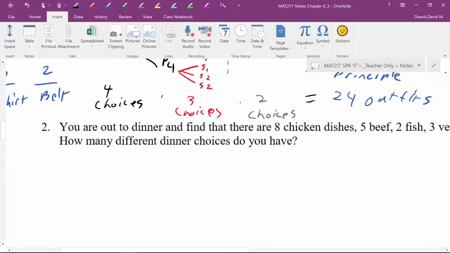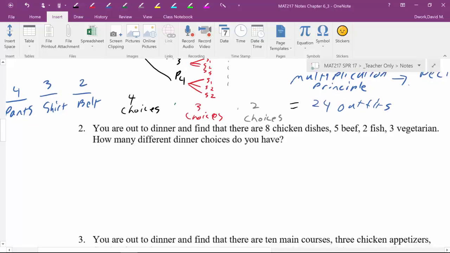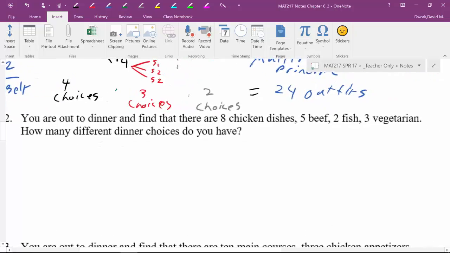Okay, so let's build off of that idea. Now, problem 2. You're out to dinner, and you find that there are 8 chicken dishes, 5 beef dishes, 2 fish, 3 vegetarian. How many different dinner choices do you have? All right, so you need to ask yourself, is this a decision tree? Am I making repeated decisions for each of these? And it's relatively simple to figure out.